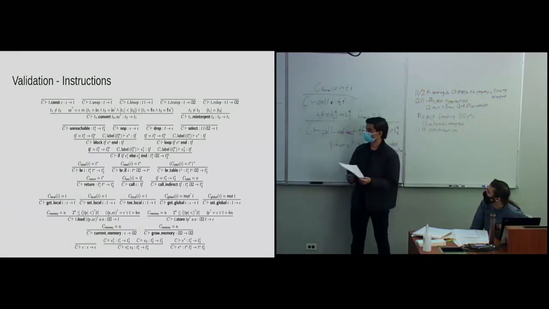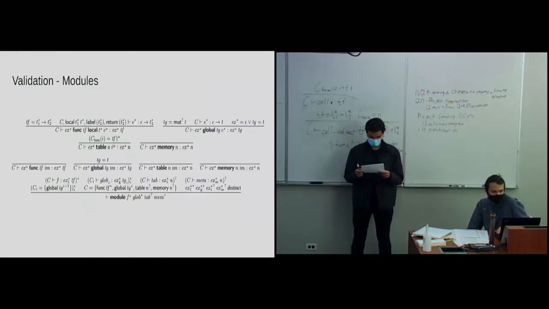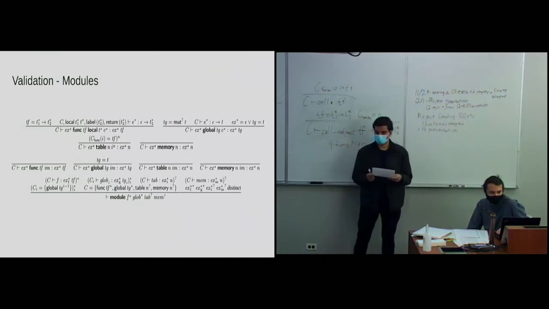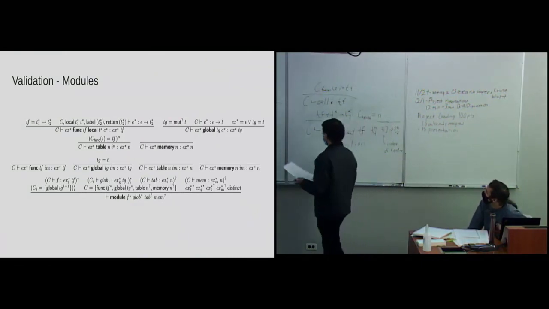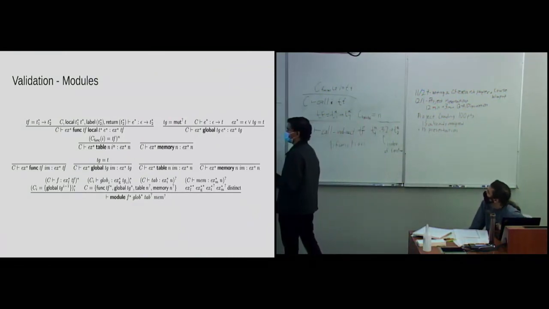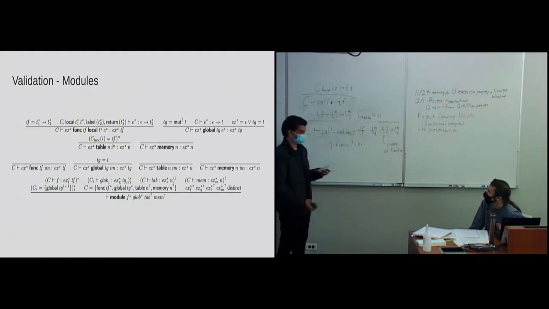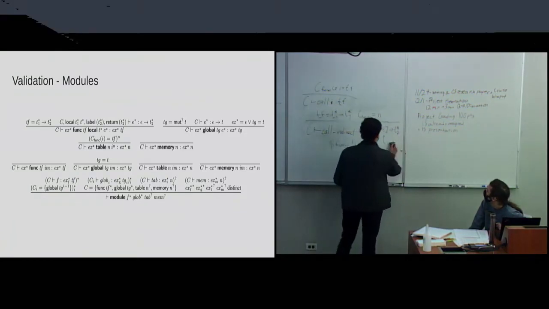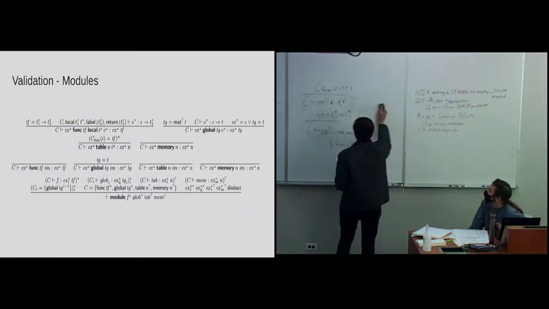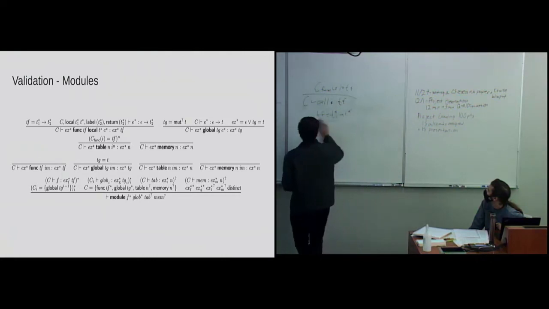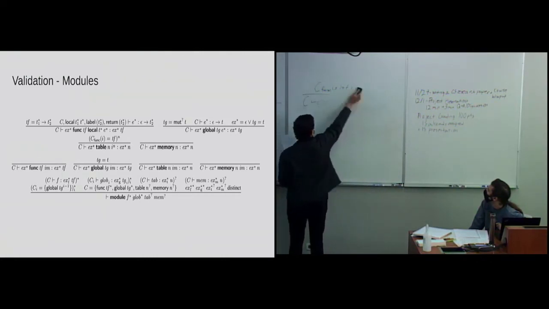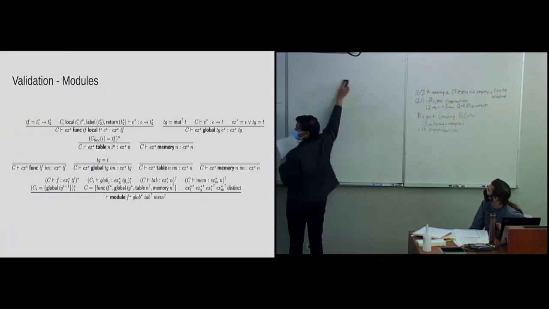The next one is typing modules. Those were the typing rules for typing individual instructions. But for whole modules, if you want to link a bunch of modules into one WebAssembly program, we need to be able to type modules and then check if they align with each other.